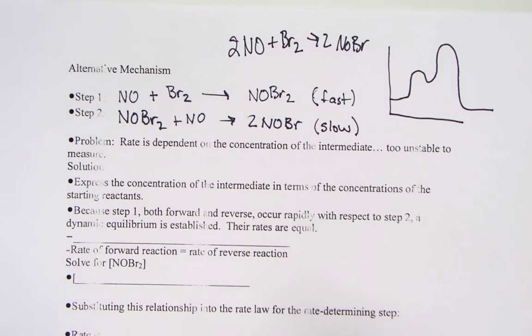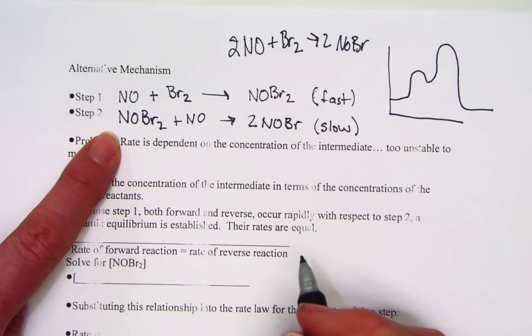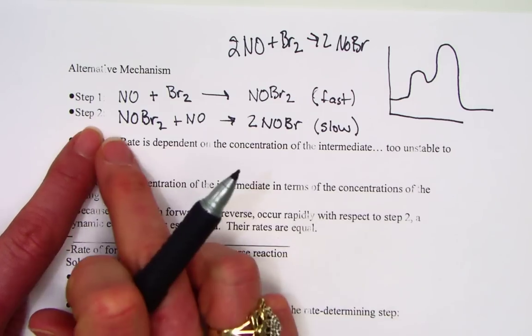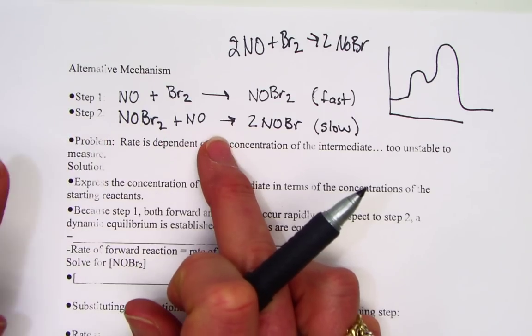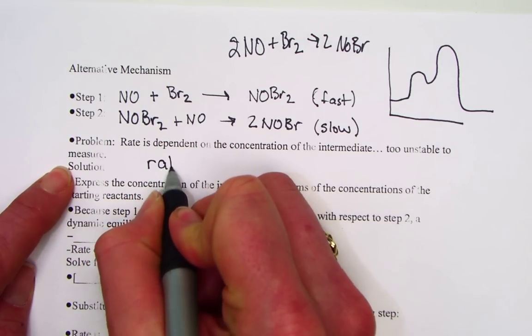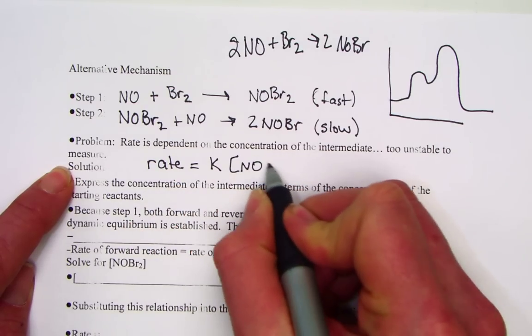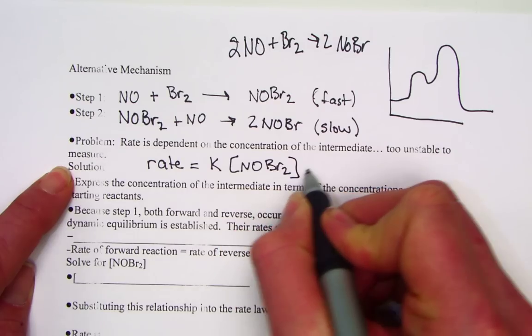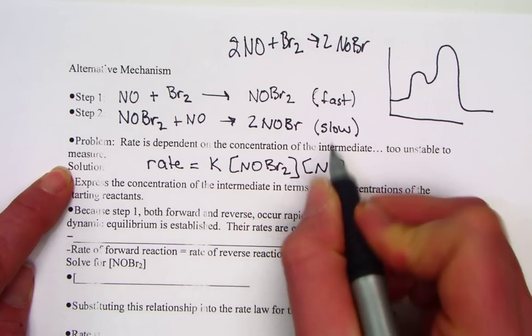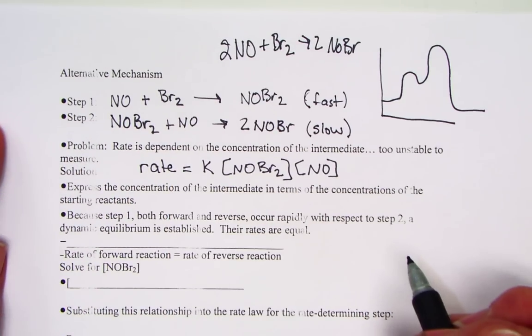Now, if this is the rate determining step, which it is, it has the highest activation energy, here's what we're now determining. The overall rate law comes from the slowest step. This is what it would look like. Rate is equal to k times the concentration of NOBr2 times the concentration of NO, both first order. This would be a bimolecular elementary reaction.